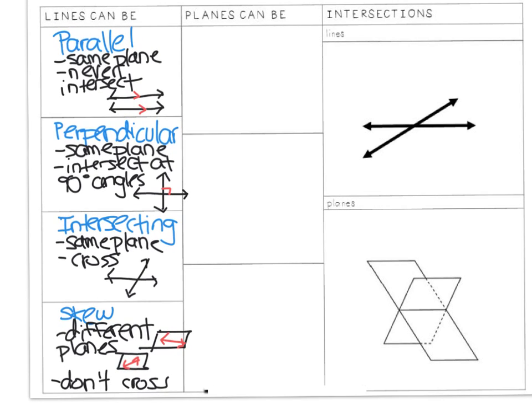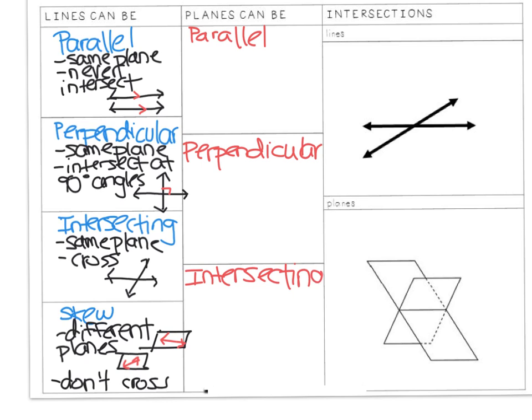Now planes can be parallel, perpendicular, or intersecting. Now parallel planes don't cross, they don't intersect, and you could just draw them like this. Two separate planes not crossing.